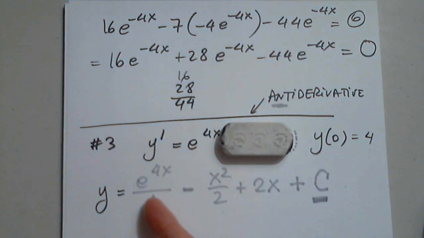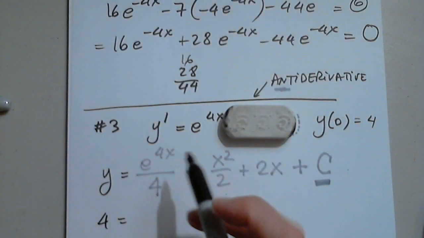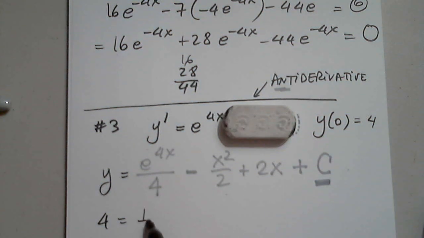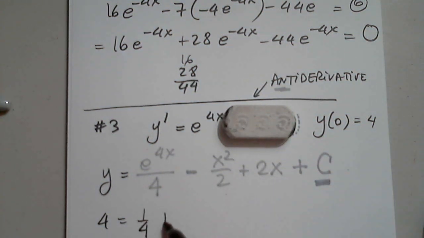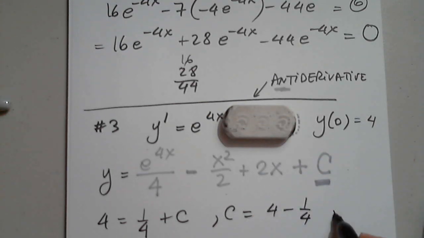So when x is 0, y is 4. Okay, so 4 equals e to 0 is 1, 1/4. This is 0, and plus c. So then C is 4 minus 1/4. 16 minus 1. C equals 15/4.